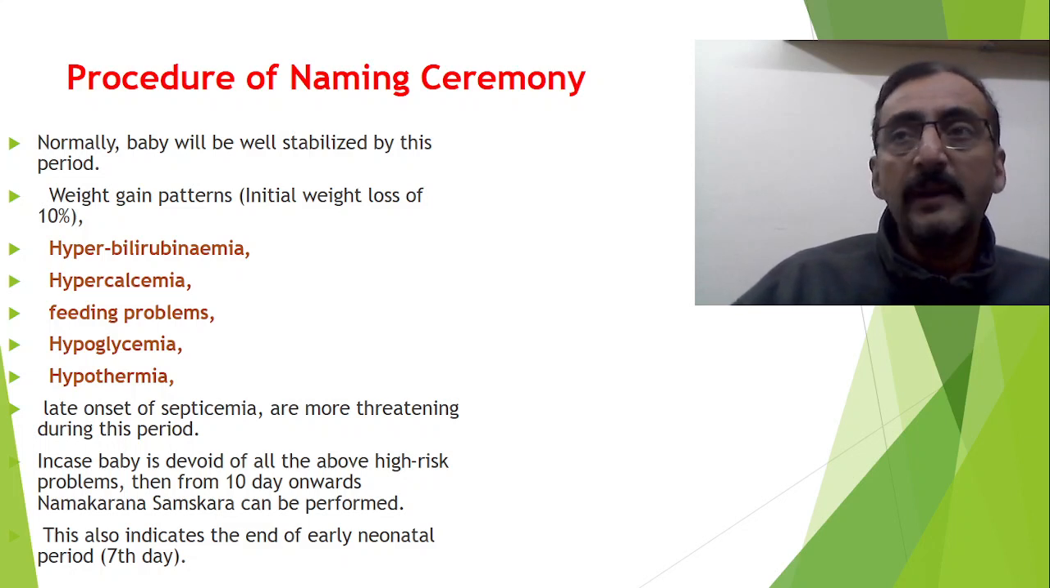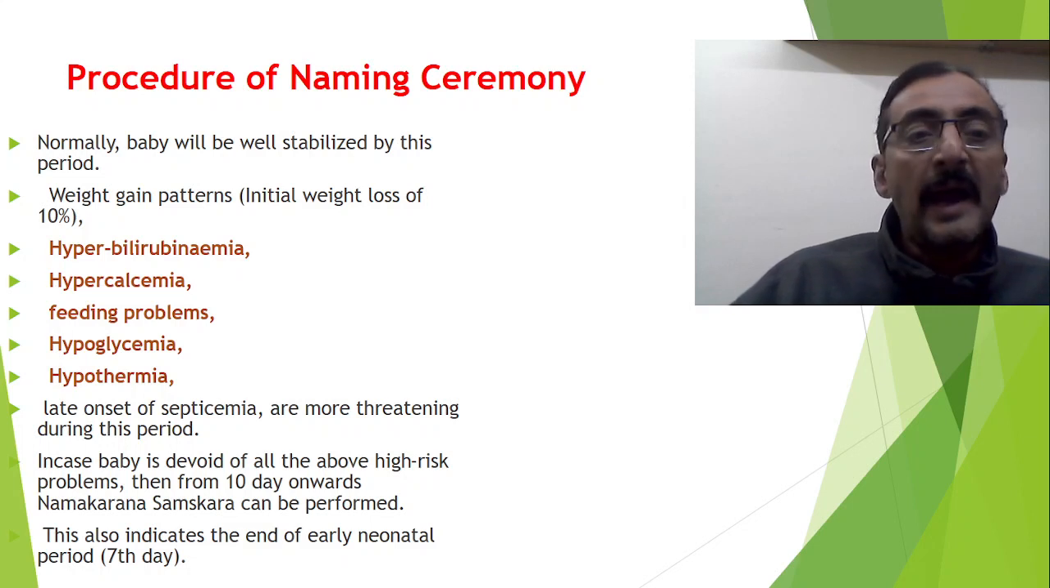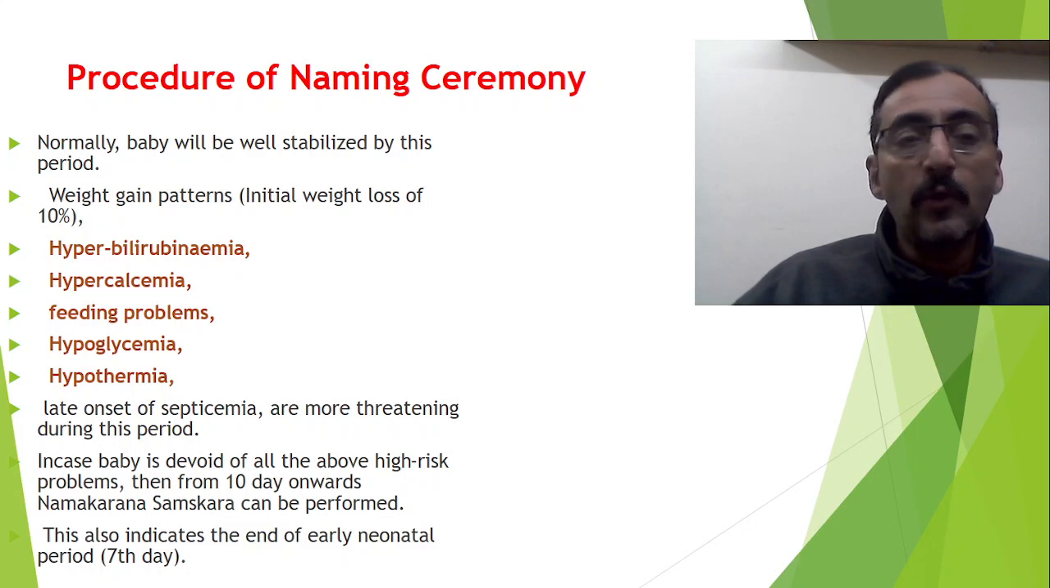Feeding problems: usually by the 10th or 12th day the baby will be established in feeding. Before that, feeding problems will be more common, so it should not be done before that. Hypoglycemia and hypothermia: the baby now overcomes thermal stress, because the maturity of the thermoregulatory center will have taken place, so it can cope with changes in temperature. So after the 10th day the baby is totally safe.